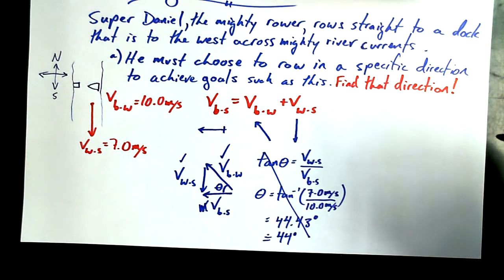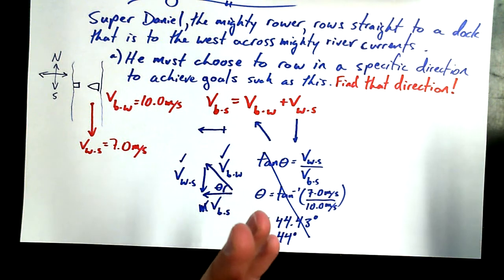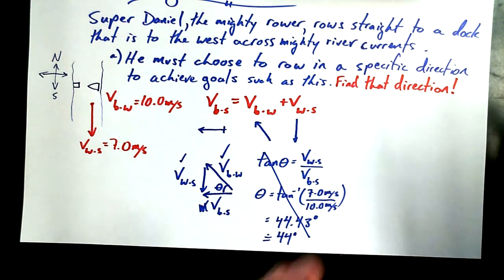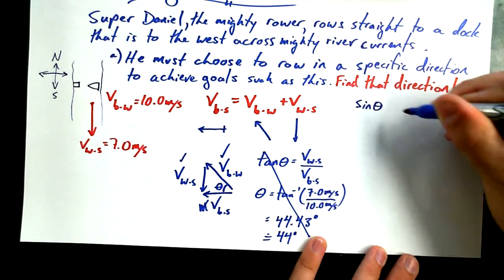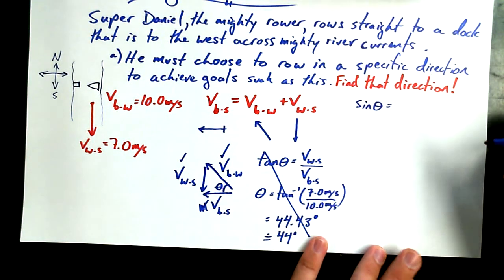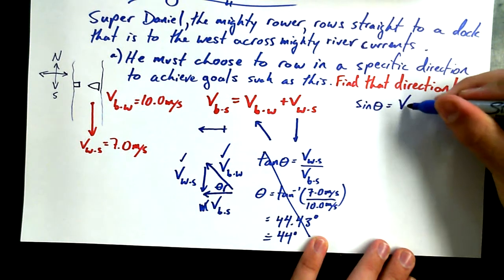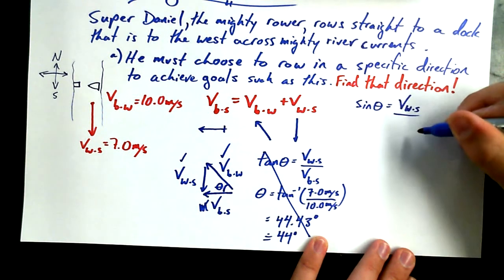Opposite over hypotenuse. Is that what we have? Oh dear, I was copying all that. We have opposite and hypotenuse. So what do we use? Tan or sine or cos? Sine. Oh, man. Shattering your dreams. Sine theta equals VWS over VBS. Yeah, we sinned.